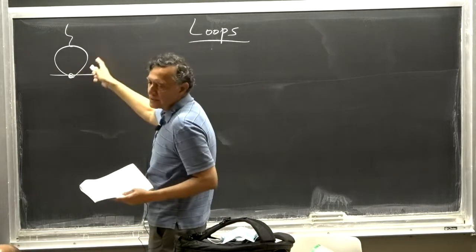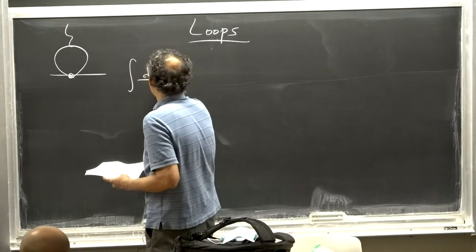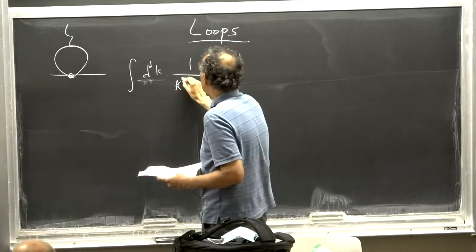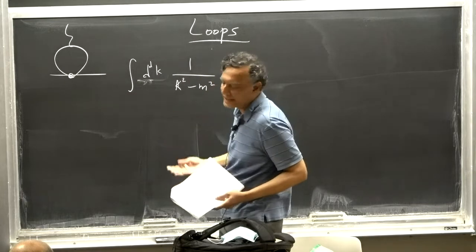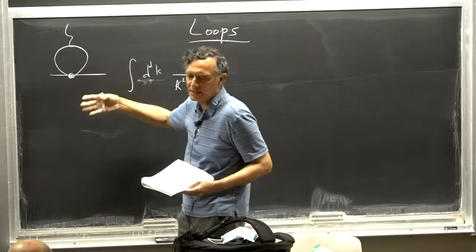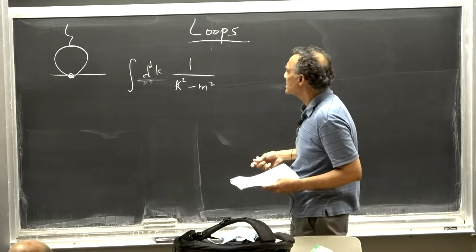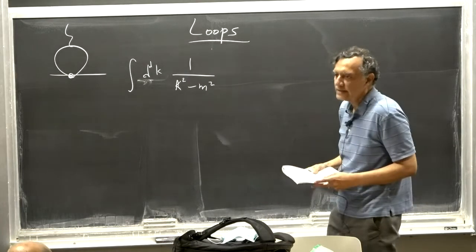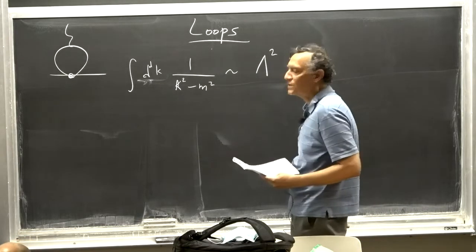What is the integral you're going to get? You're going to get some integral d to the 4 k, let me not put in all the 2 pi's. And you're going to get some k squared minus m squared, because, just schematically, there are 2 fermion propagators each giving you a 1 over k slash. So there's some k squared minus m squared structure. So in 4 dimensions, this is quadratically divergent. And you will often see people wave their hands and say that this goes like some cutoff squared.